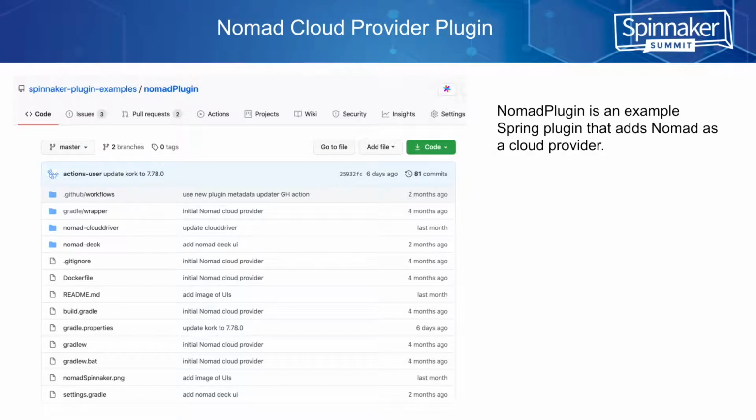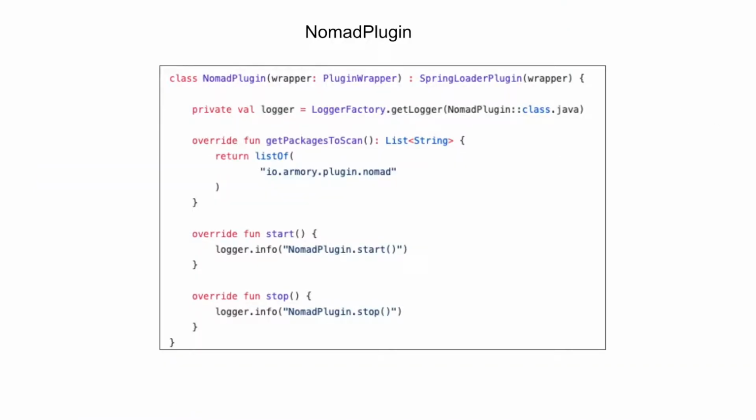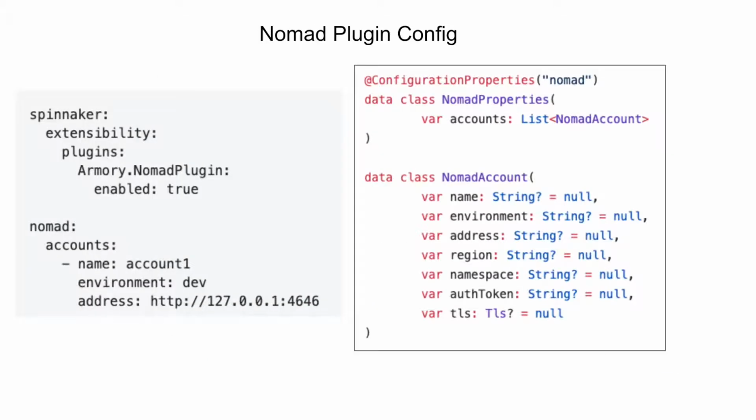Here's the Nomad Cloud Provider plugin. Let's take a look. So this is much like the Spring example plugin we were just looking at. It uses Spring Loader plugin, scans our packages, and let's go look at what it'll find. The configuration works the same with Spring configuration properties. And you can see at the root level of our config, mainly what we're defining here is information about the Nomad environment. In this case, I'm running Nomad locally, and I have it configured for that.